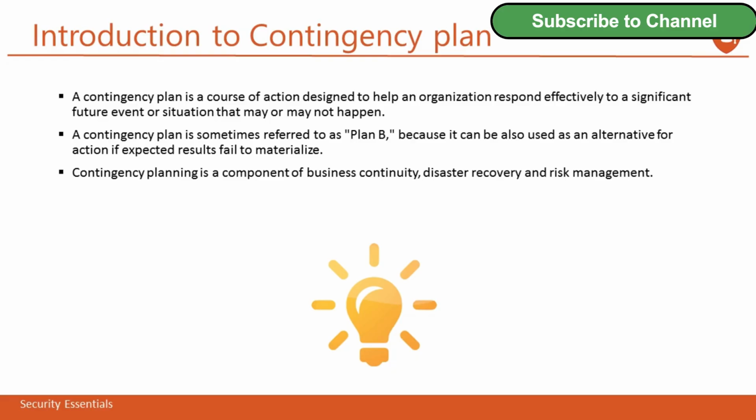A contingency plan is sometimes referred to as a Plan B because it can also be used as an alternative course of action if expected results fail to materialize. So contingency planning is a component of business continuity, disaster recovery, and risk management. It's having a plan in place where we can recover data in case there's some form of disaster so we can make our business continue.